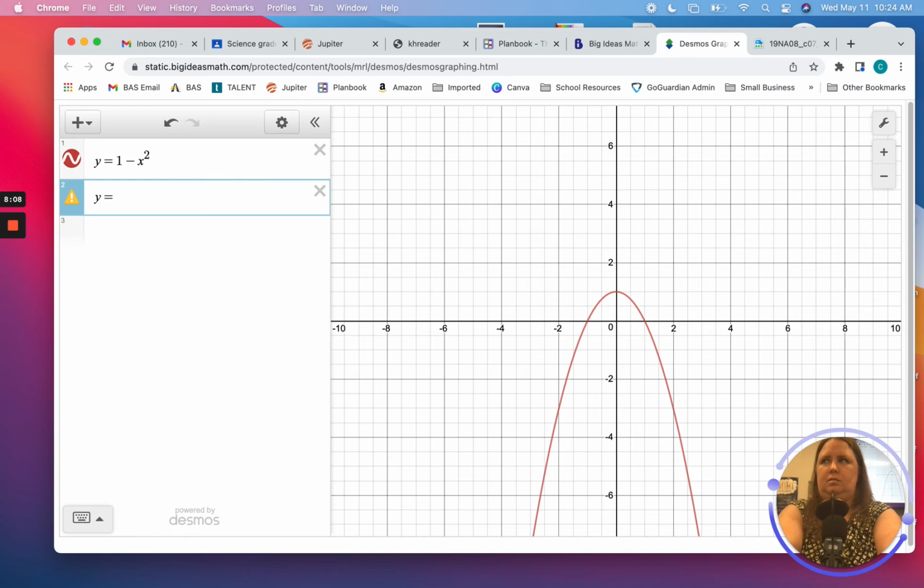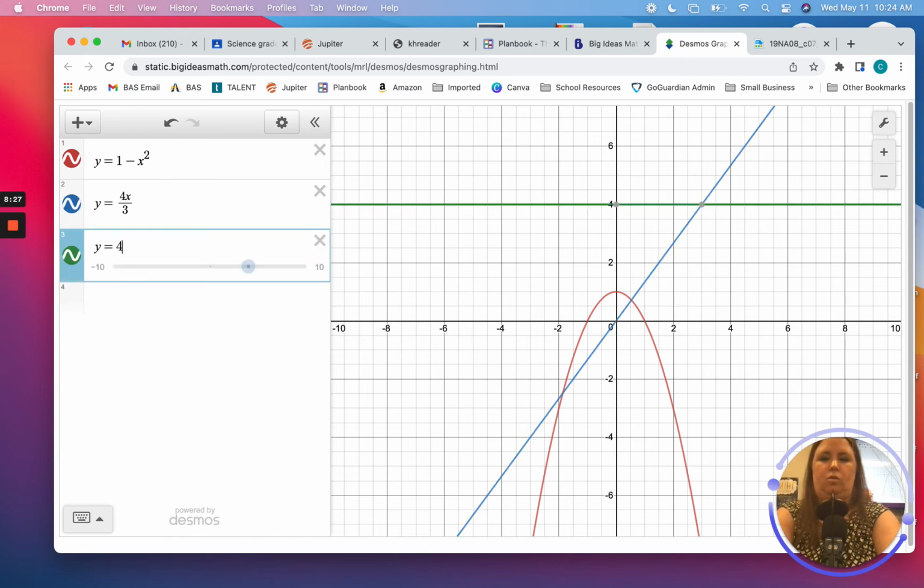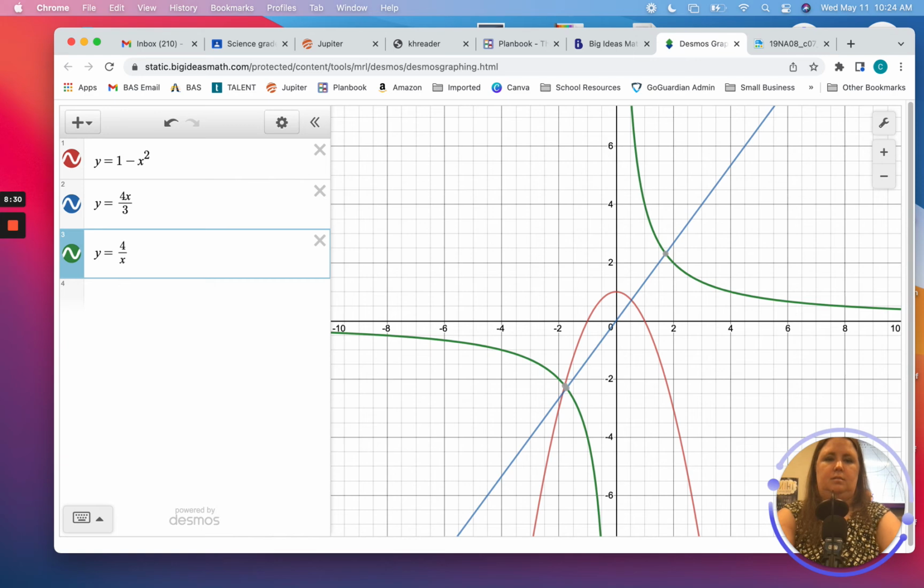So, what's one of your other equations that you just did? Y equals 4x over 3. So see how, even though that looks funky, it is a straight line. What about y equals 4 over x? Are those nonlinear or linear? Nonlinear. Yep. Because there's 2 possible answers for x. That's why they have these 2 lines.